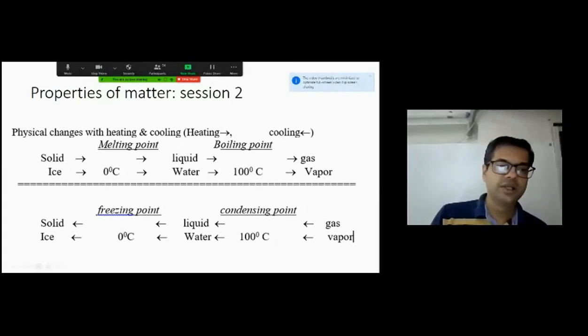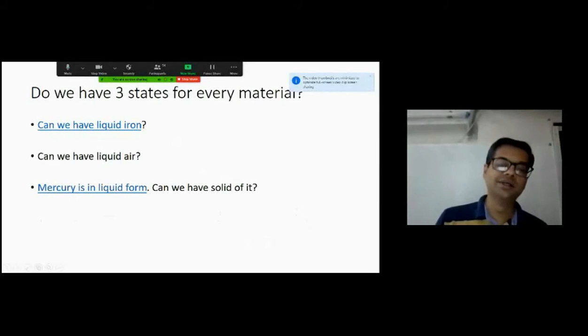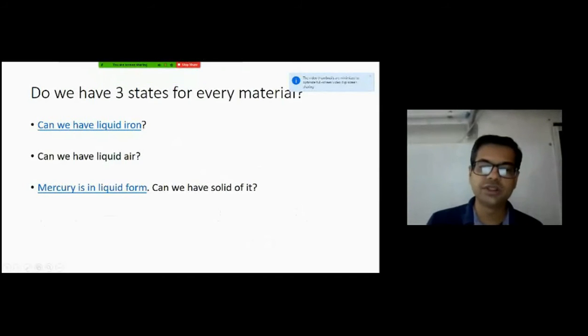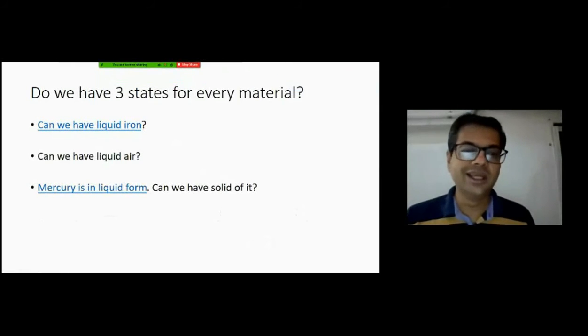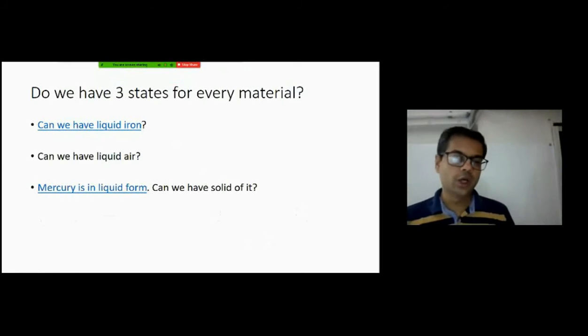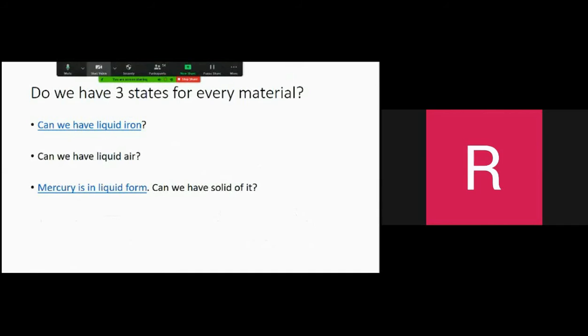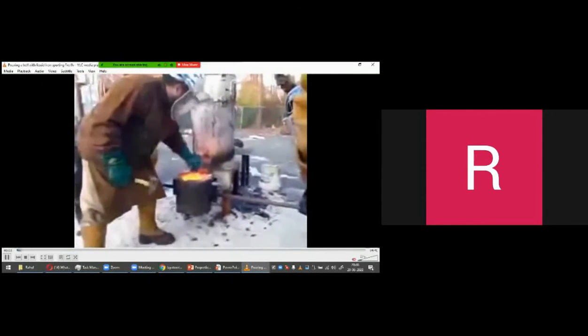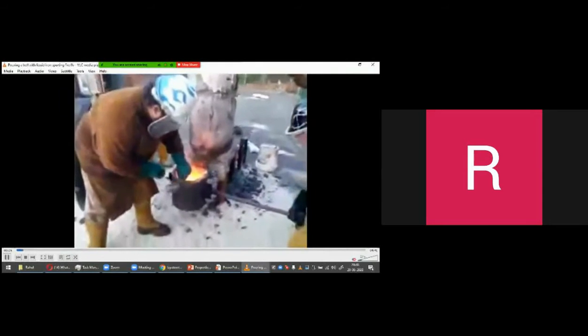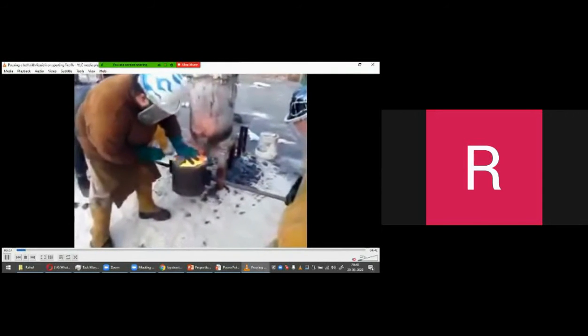Now you will ask, will all the substances in the world have three states? Like for example, iron. You must have seen iron objects, iron utensils, iron nail, screw, or iron grill, all are solid. Can I have liquid iron? The answer is yes, but you need to heat it to around 1700 degrees centigrade. And this is one video of liquid iron. Here they are having some liquid iron in this furnace, and you will find that orange color liquid comes out.